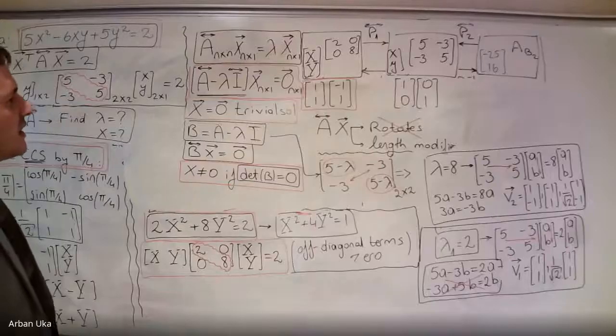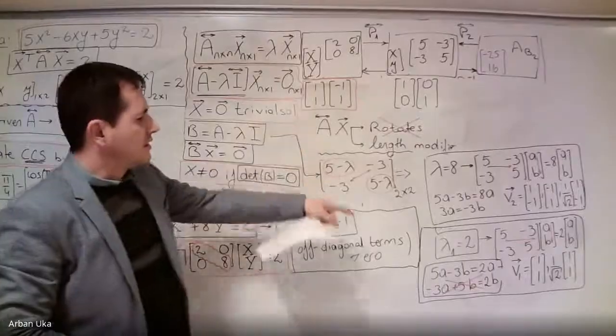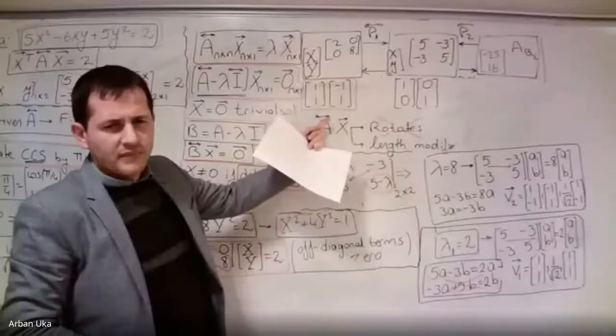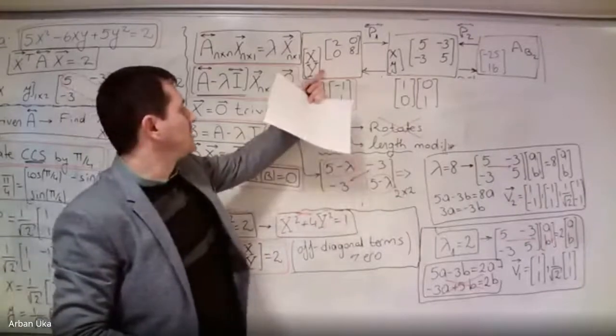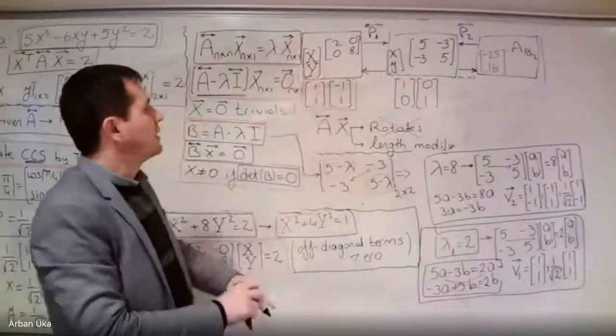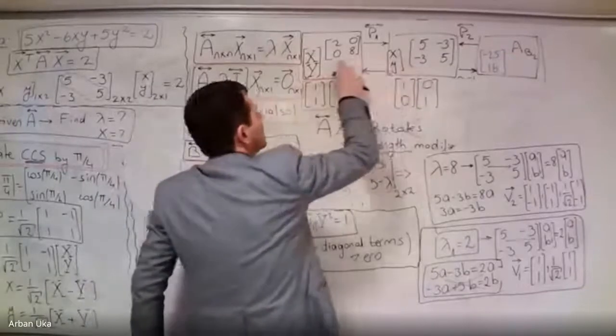Second or fourth quadrant. Yes, they are there, but these vectors, they form the basis. They constitute the basis for this new basis where this matrix is diagonalized.